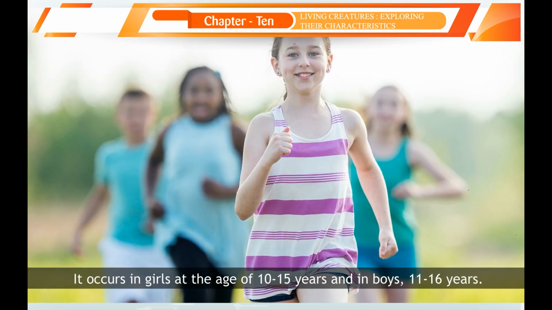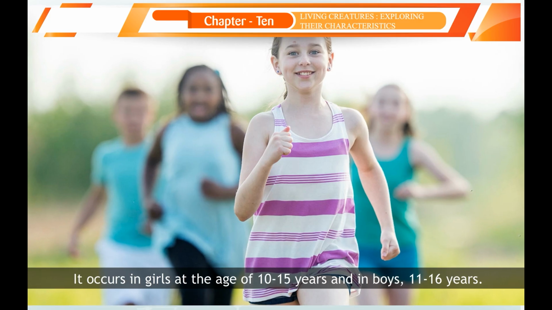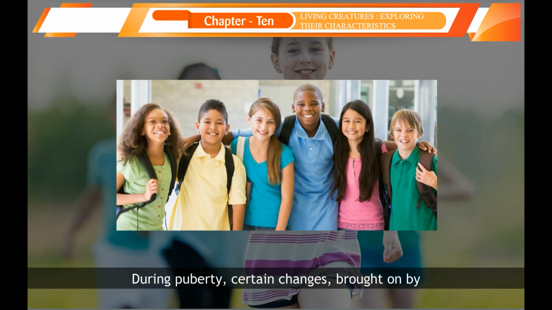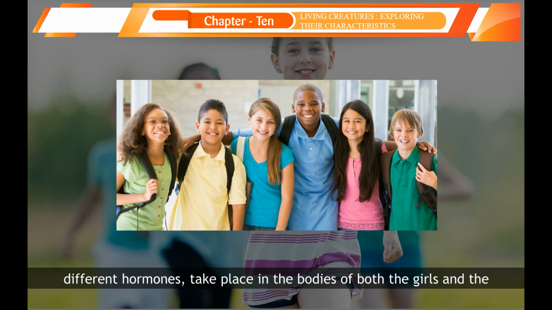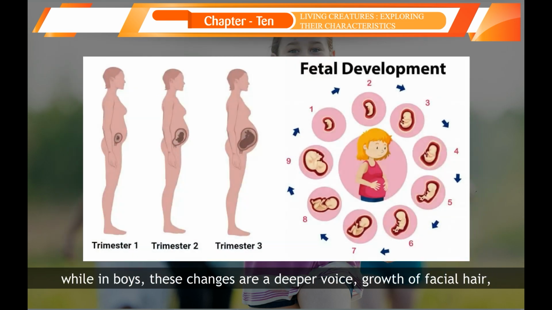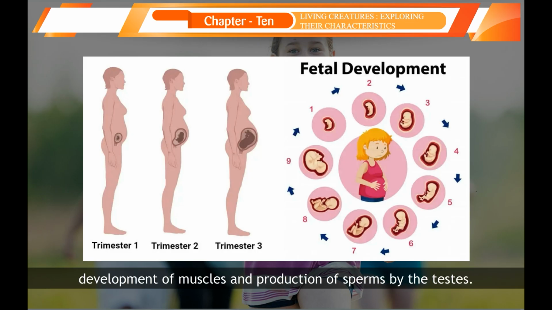Puberty. The onset of sexual maturity in humans is called puberty. It occurs in girls at the age of 10-15 years and in boys 11-16 years. During puberty, certain changes brought on by different hormones take place in the bodies of both the girls and the boys. These changes are bigger breasts and more rounded hips in girls, while in boys these changes are a deeper voice, growth of facial hair, development of muscles, and production of sperms by the testes.